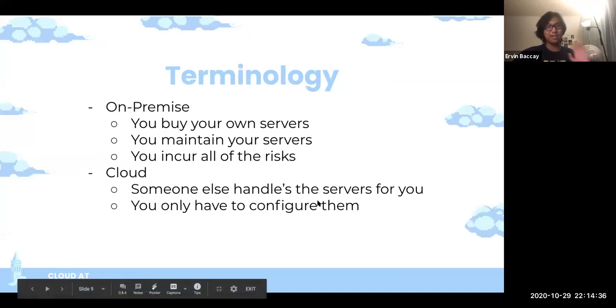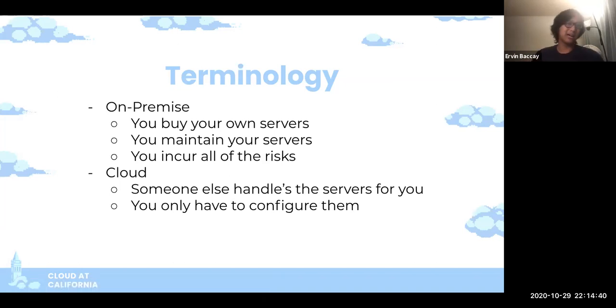Moving on from that, some terminology for cloud. There is on-premise and cloud. On-premise is basically you buy your own servers, you maintain all of your servers, and you incur all of the risks. So examples of on-premise are like your standard server solution. If you've taken CS61C, then the Hive machines are an on-premise solution for servers. And even your own laptop or computer or whatever you're using right now to tune into this Zoom lecture is an on-premise solution, since that is your own way of computing stuff.